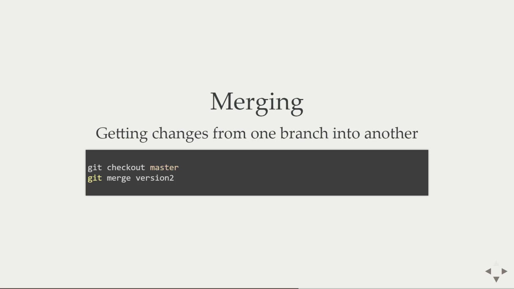And so the first thing I need to do is check out whatever branch I want to merge into. So in this case, I want to merge my version 2 back into the master branch. So I need to check out the master branch. Then I run the command git merge and tell it what branch I want. Git will go through, look at all the changes that I have, and merge them together where it can.